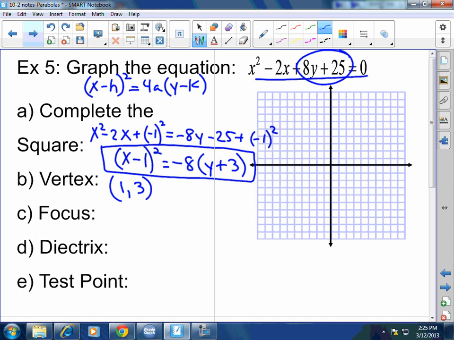Okay? My focus is going to be, remember, when it's an x squared, the h from the vertex is the same x value for your focus. So it's going to be 1, comma, negative 3. Why? What's the formula for the focus of an x squared? It's (h, k plus a). What is my a here? Negative 8 equals 4a. So divide by 4. A equals negative 2. So what is my k here?